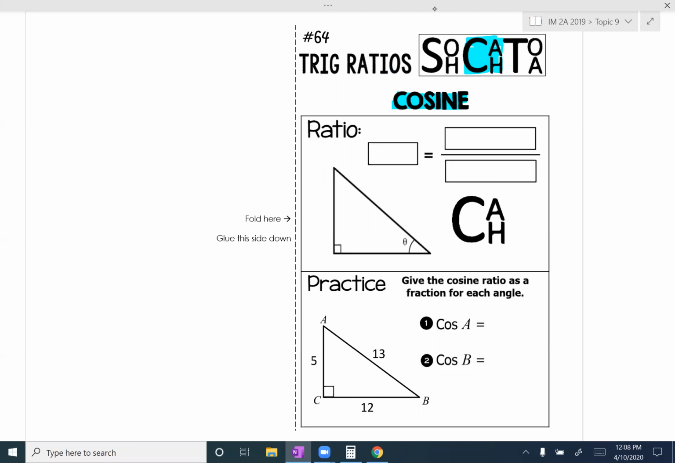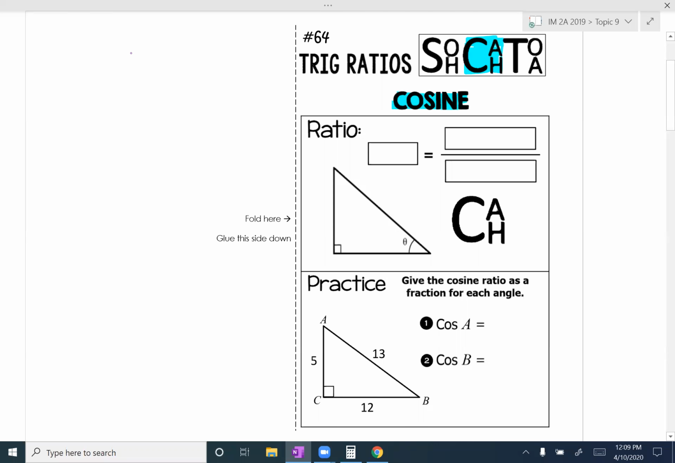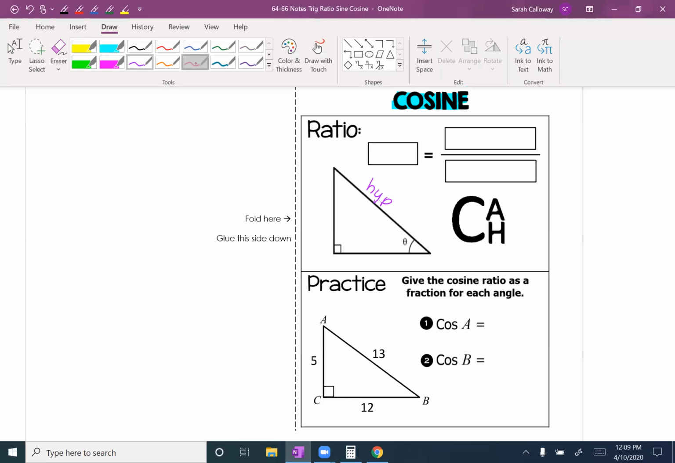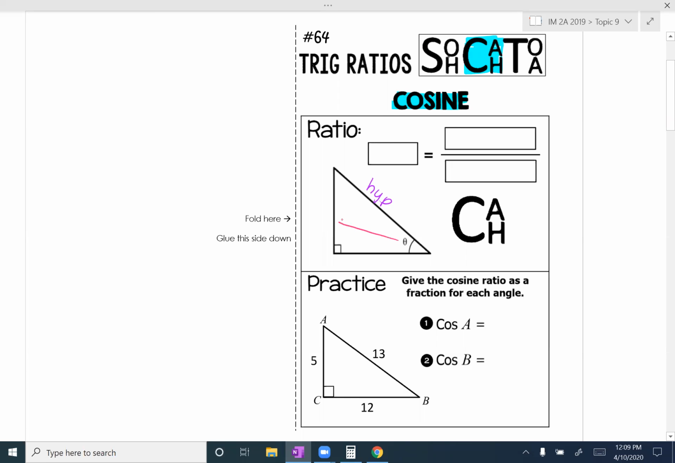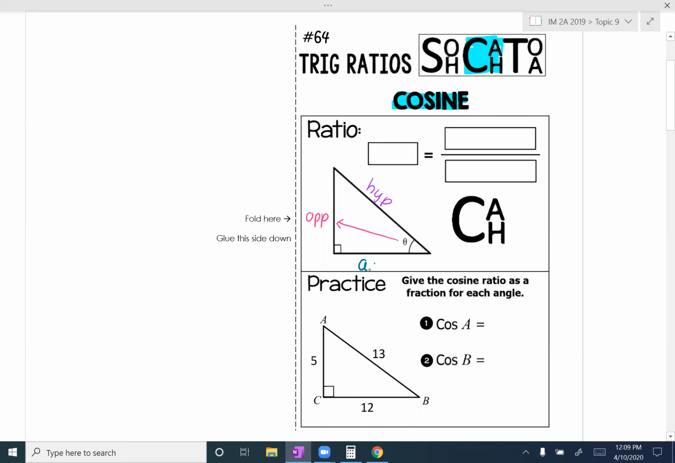And so when we're creating the ratio for cosine, we're still going to label the triangle in the exact same way that we did for tangent, meaning across from the right angle, we're going to label that as the hypotenuse of the triangle, that the side that is opposite theta, the same way that the hypotenuse is opposite the right angle, that's the opposite side, and that the other side, the one that's next to theta, is the adjacent side.